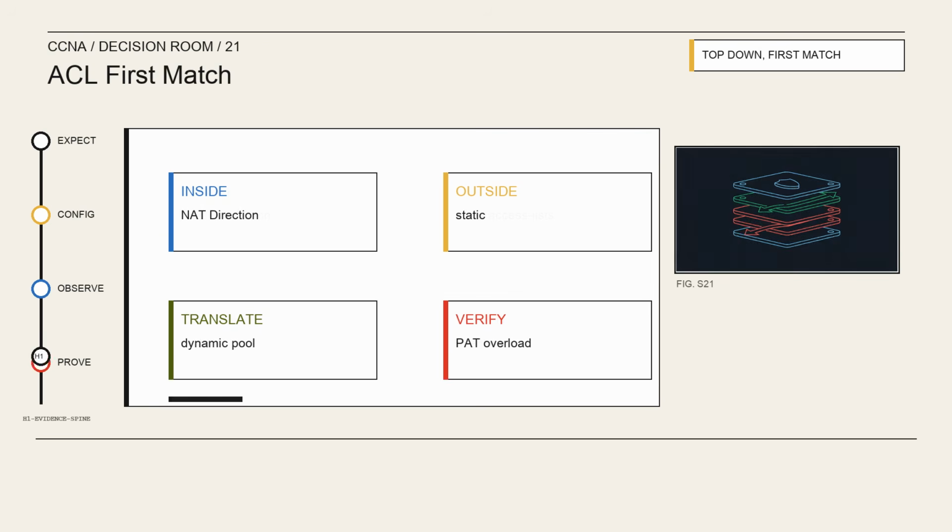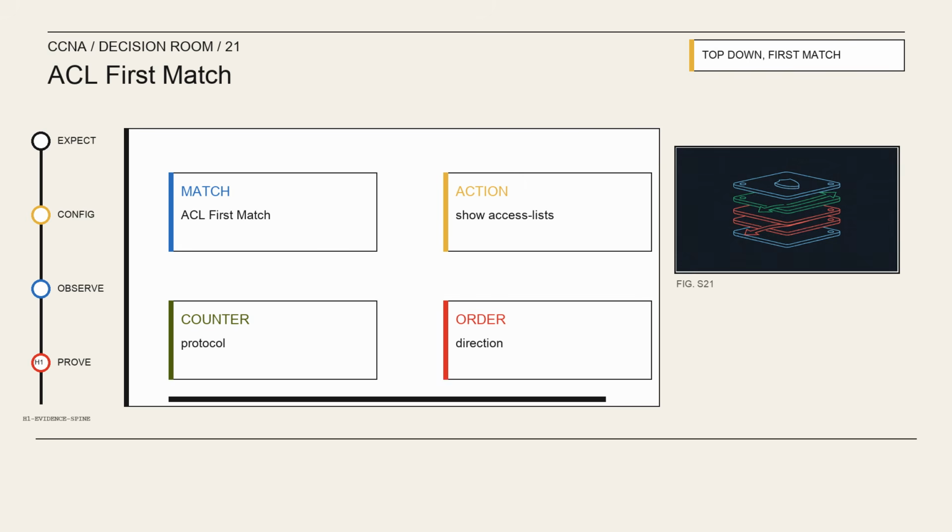For ACLs, translate every entry into plain language. Check source, destination, protocol, wildcard, interface, and direction. Put specific entries before broad ones. Remember first match, and remember the implicit deny. Use show access-lists and show ip interface. Then trace one packet that should pass and one that should be denied.